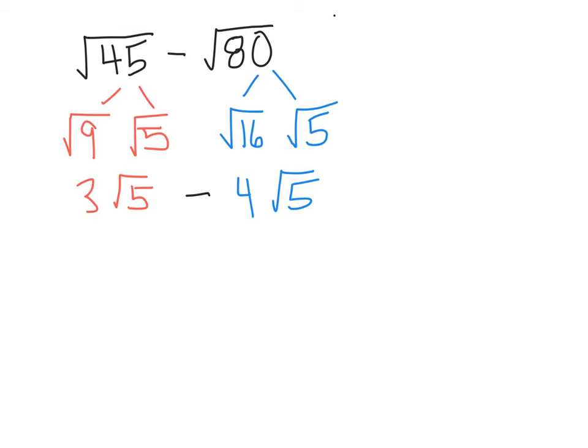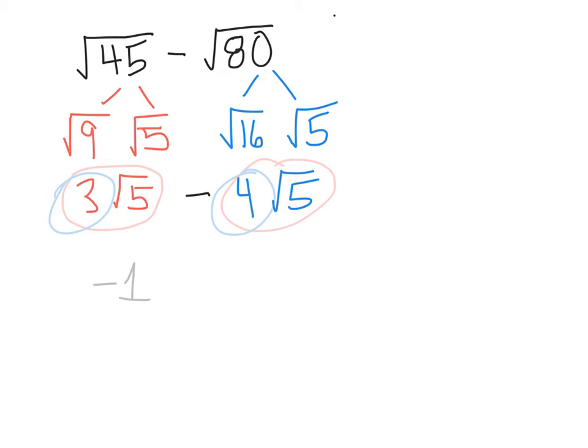Sweet. Okay, we undid that highlight. Now, if you notice, they both have the same radical. This one has square root of 5, this one has a square root of 5. So you're going to treat these like terms. You're going to subtract the coefficients. Our coefficient here is 3, the coefficient here is 4. If I do 3 minus 4, I'm going to get negative 1.